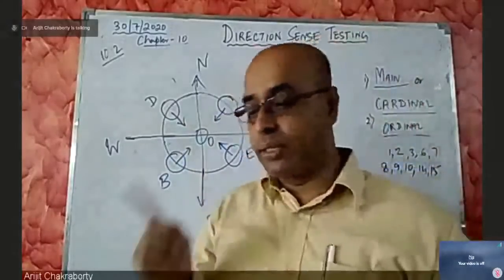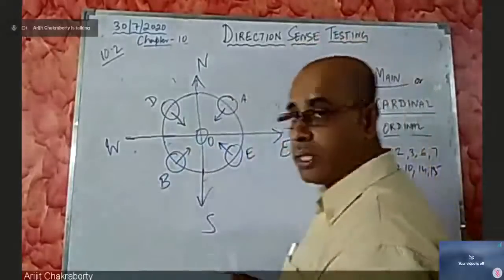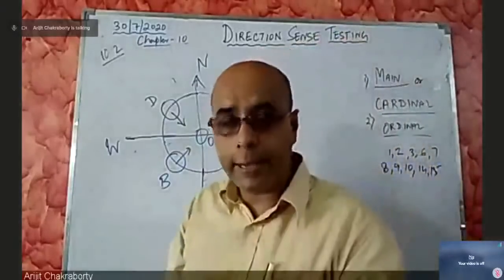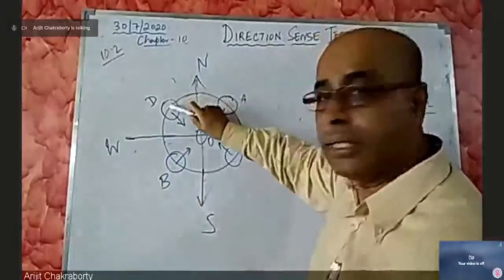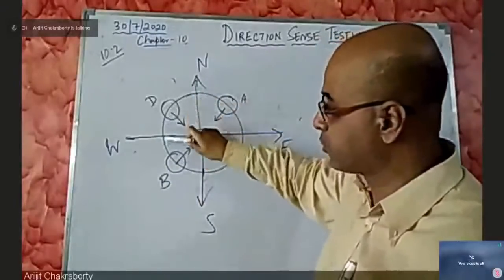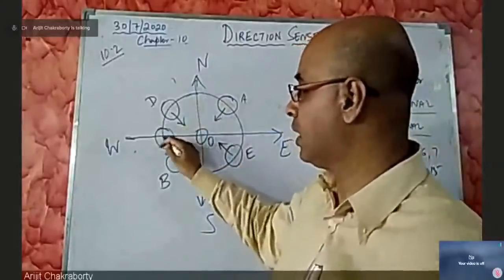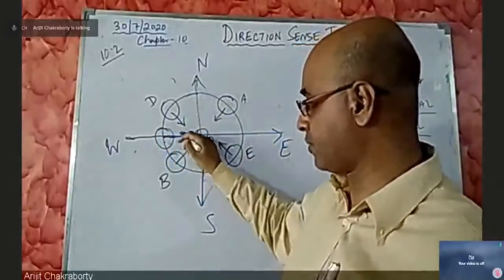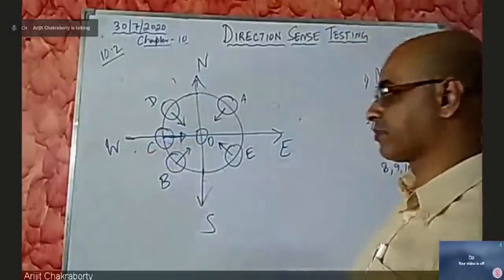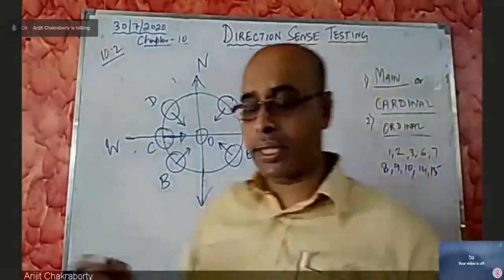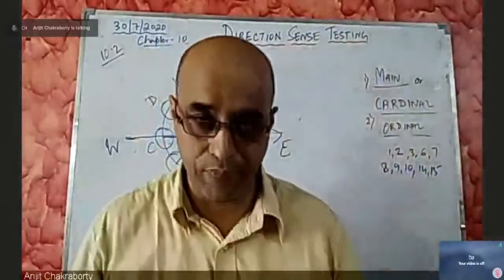C is between D and B. Between D and B. In between. So somewhere here. So C is sitting here. And definitely facing this direction. So C is here. Question is, which direction is C facing?